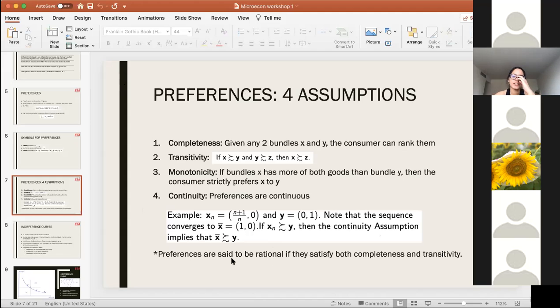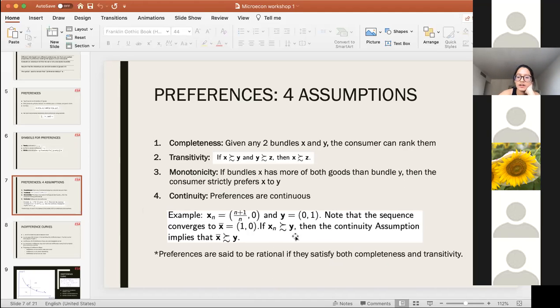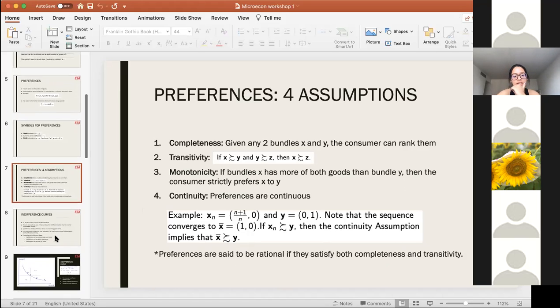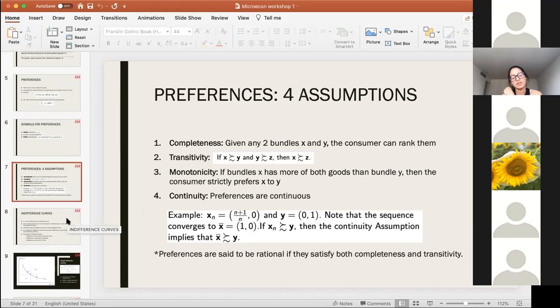Preferences are said to be rational if they satisfy both completeness and transitivity. I think on the midterm they would ask you whether a good is rational or not. So you have to show that it is by showing it passes completeness and transitivity. And these are just the four you have to know. There's nothing extra that you need to know.